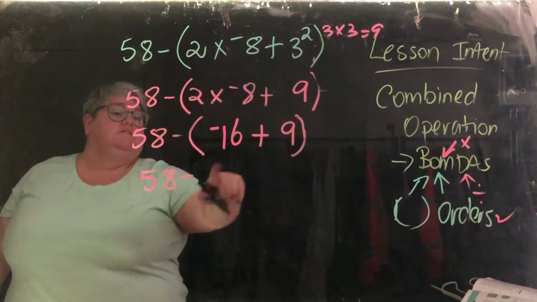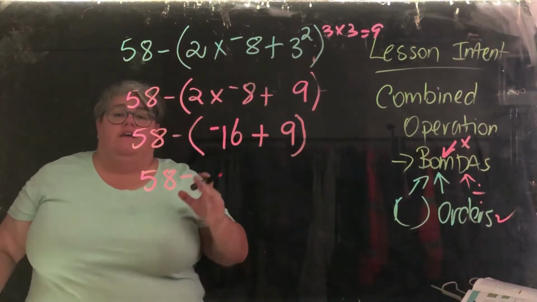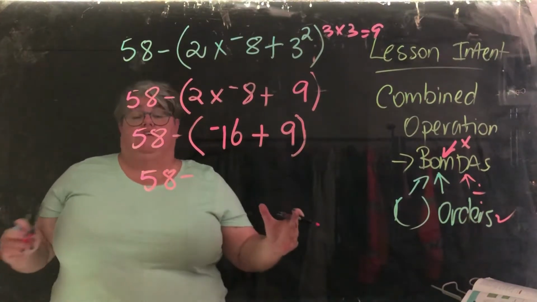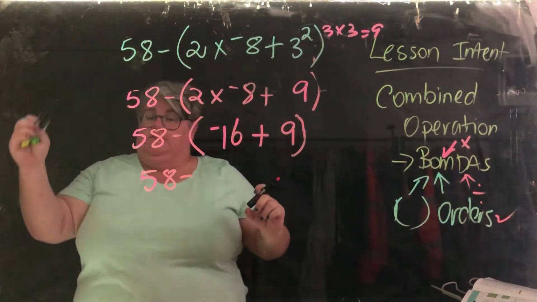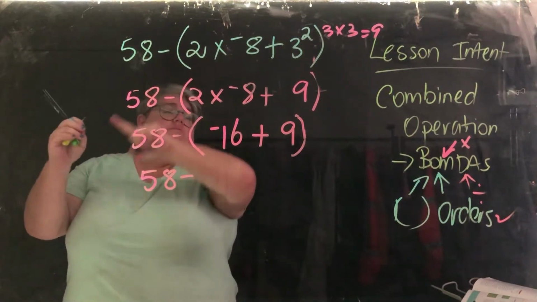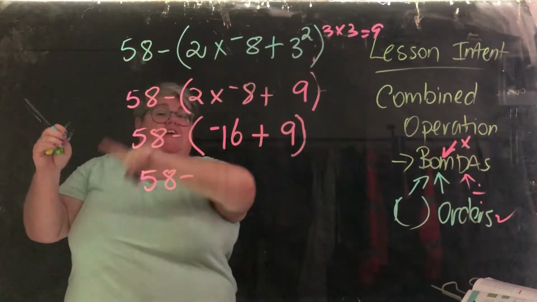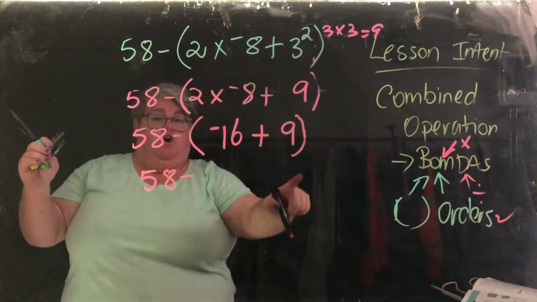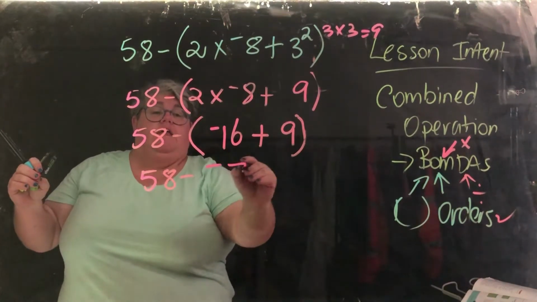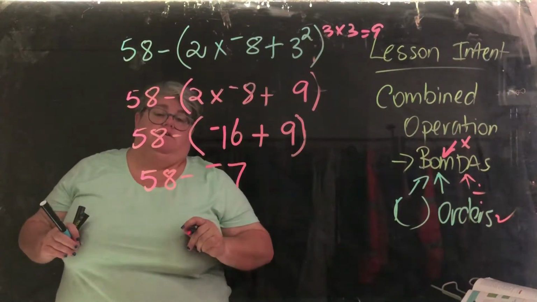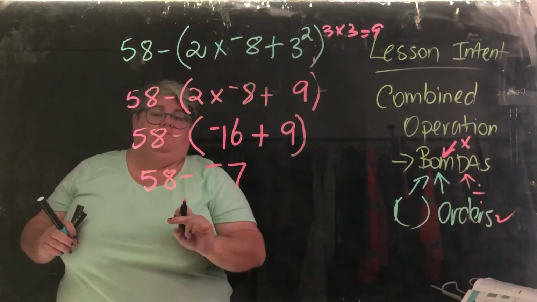Now, what is negative 16 plus 9? Get your calculator out or have a look at your number line. We're starting over here. So 0 is here, negative 16 is back here. We're going to be going from left to right. So it's negative 16 plus 9. What do you think it is? We're going to end up with negative 7. So it's 58 take negative 7.